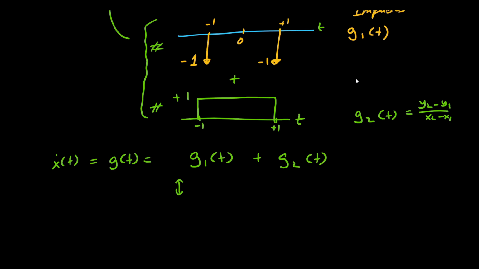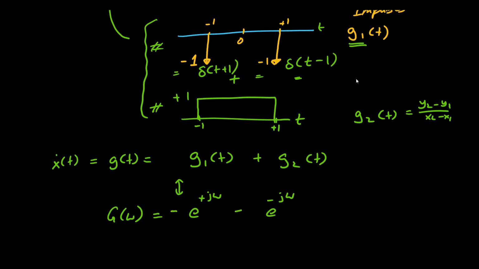Now taking the Fourier transform, that is g of omega, this g1 of t is simply impulses which are delta of t -1 and delta of t +1. So these shifted impulses have a transform which is e to the power plus j omega, and from here we have e to the power minus j omega. So this was a minus here, so we have a minus and a minus. So this is g1 of omega.